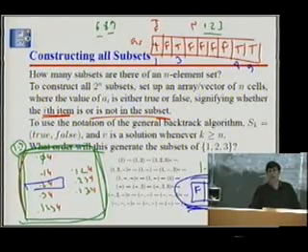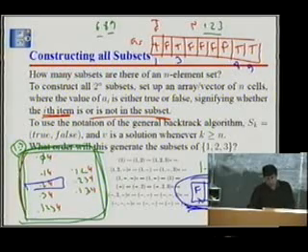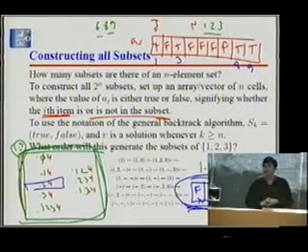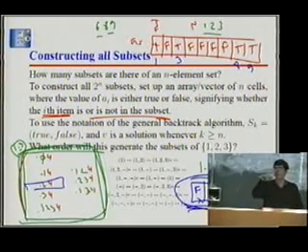How many? 2 to the n. 2 times 2 times 2 times 2. How many subsets are there on n elements? 2 to the n. There's a 1-to-1 correspondence. Does anyone remember the big word for 1-to-1 correspondence? Bijection. Bijection, okay?